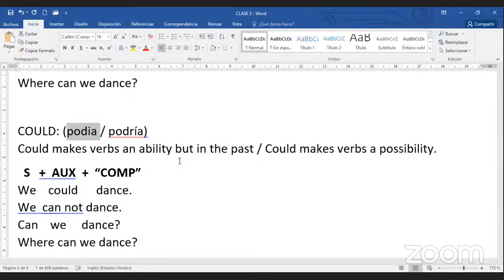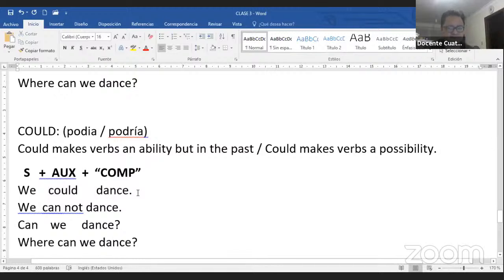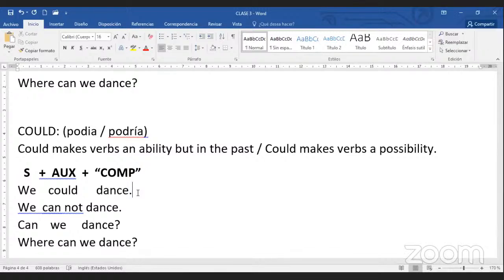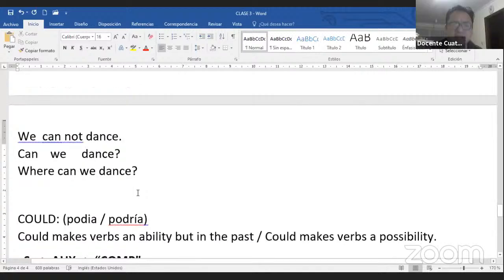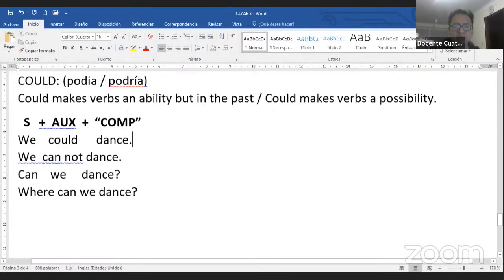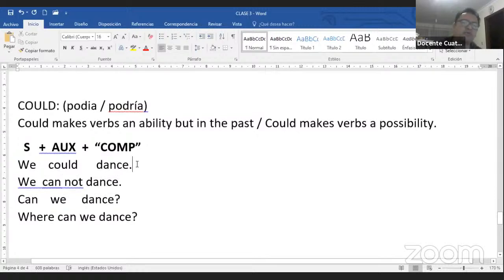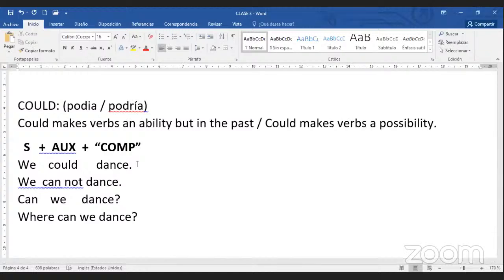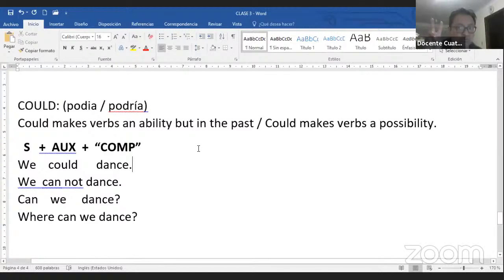So we could dance in Spanish. Nosotros podíamos bailar. Exactly. In present, ability in present, we can dance. Nosotros podemos bailar en el presente. In the past, en el pasado, we could dance. Nosotros podíamos bailar. You see the difference? But you have two translations for could. Tienes dos traducciones para could.